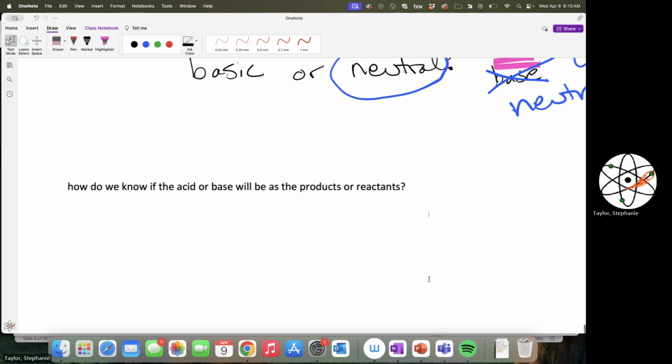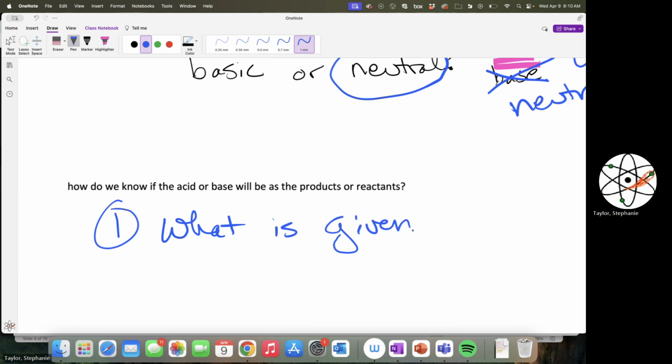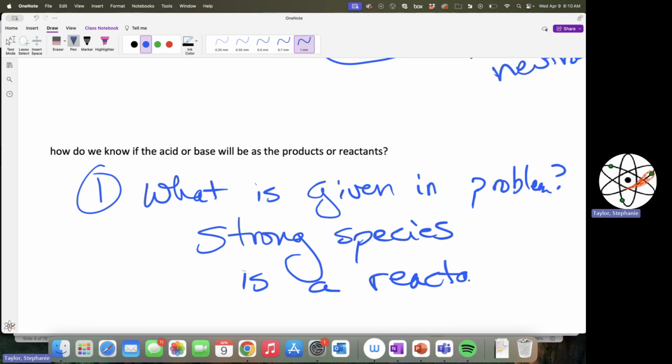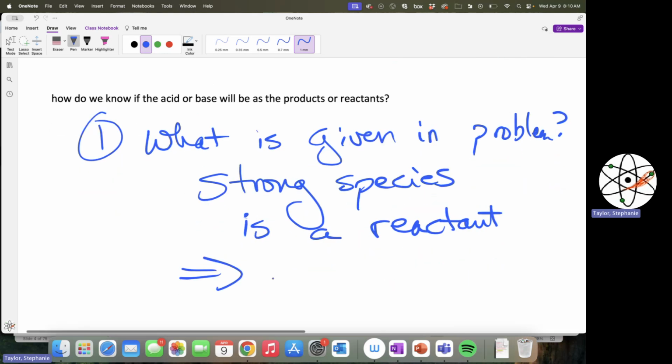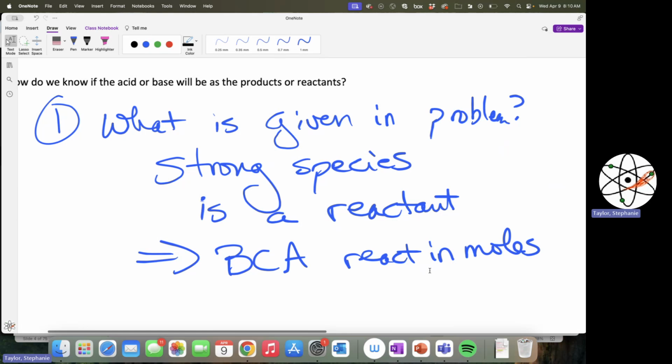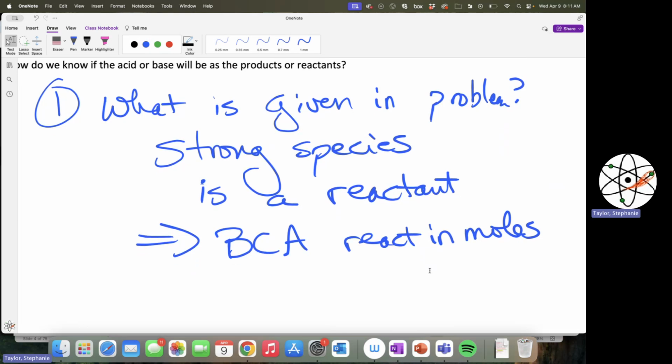So here's the thing. One, what is given in the problem? Because one of these problems is potentially like the buffer question that we did, where you had a weak acid, a weak base, and a strong thing. At that point, figuring out what goes in the products and what goes in the reactants is tricky because there's all kinds of stuff happening. But in general, if you have a strong species, I don't care if it's an acid or a base, it is a reactant. It has to be. You have to get rid of it. You're also therefore using a BCA table to react in moles. If you have a strong species, you are putting that into a table where you can react in moles.